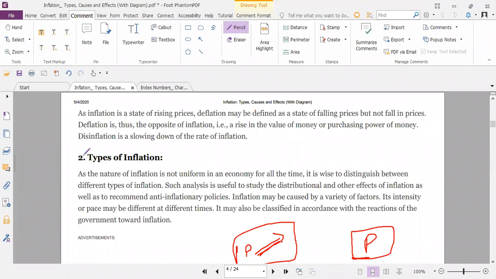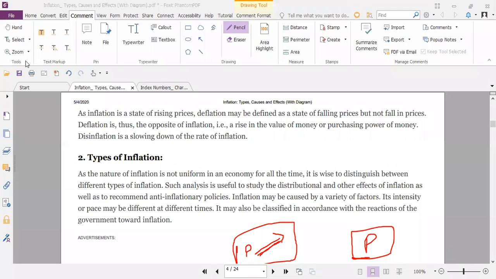Okay, types of inflation. Okay, as the nature of inflation is not uniform in an economy for all the time, it is wise to distinguish between different types of inflation, right? So the nature of inflation is not uniform in an economy all the time. So we are distinguishing between different types of inflation. Why is there a need for defining different types of inflations? It is because of this reason that the nature of inflation is not uniform.